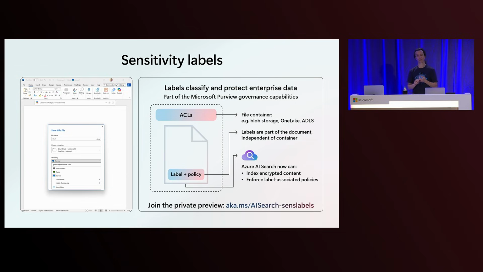So if you don't have first-class support for sensitivity labels, you can't index it at all because you have to decrypt it first. And second, once you decrypt it, you have to enforce the policy that the document intends, or you're kind of breaking the rules of the system.